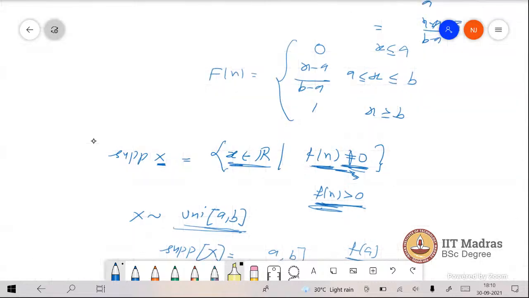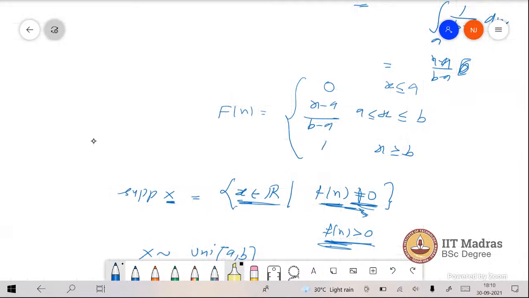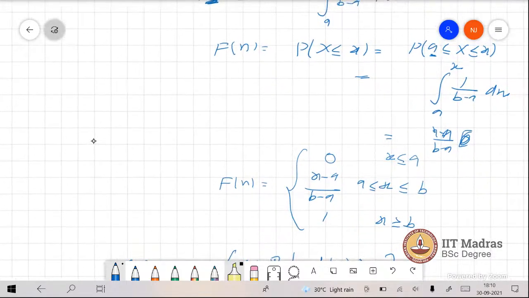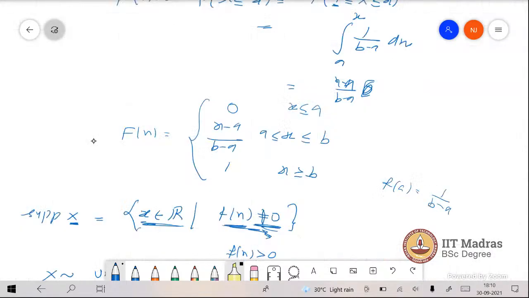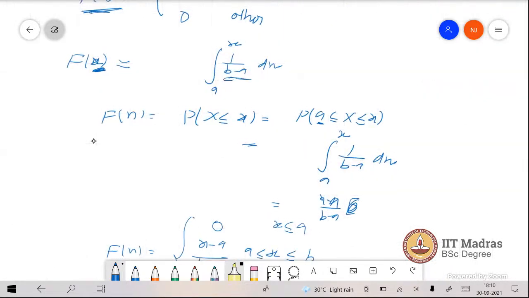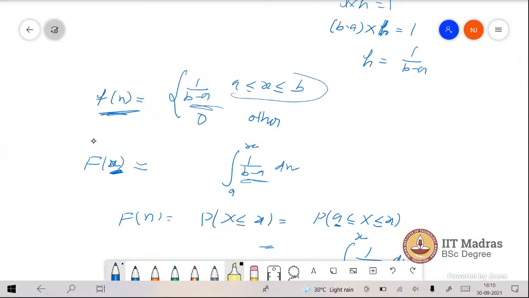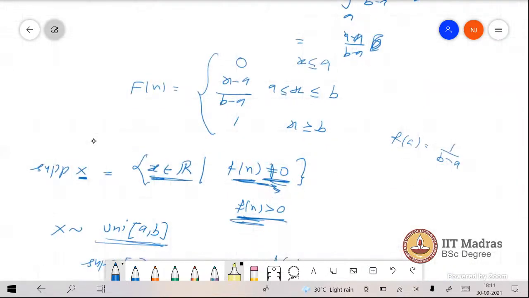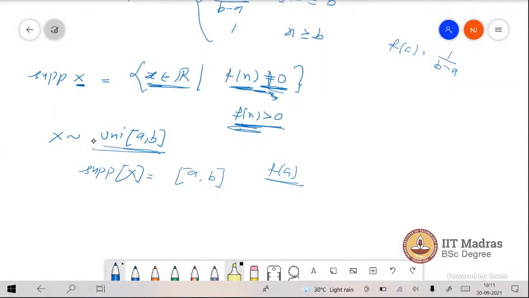What is f of a in this case? Sir, it is not included, because you've given 0 for x less than or equal to a. f of a is 1 upon b minus a. It is always 1 upon b minus a, right? Yes, sir. So I said X is uniform (a, b), and the support of X will be a to b.